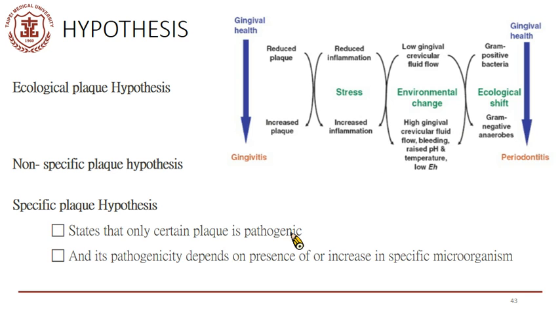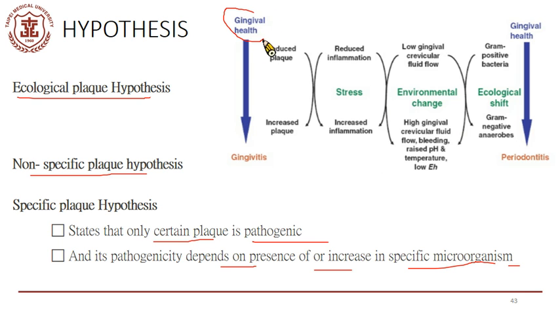So we have tried to explain this from different types of hypotheses. First, we have the ecological plaque hypothesis, the non-specific plaque hypothesis. That means that we didn't know if there were specific bacteria creating these problems, and then we went into really specific types of bacteria creating this problem. And of course, now we have the specific plaque hypothesis, which states that only certain plaque is pathogenic, and its pathogenesis depends on the presence or increase of specific microorganisms. So it's a mixture of both. We understand that there are some microorganisms, and there will be some that will really be the ones creating problems.